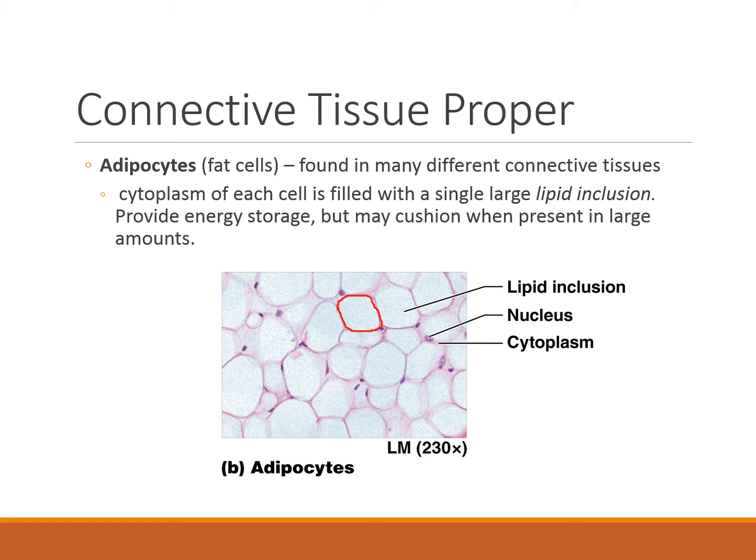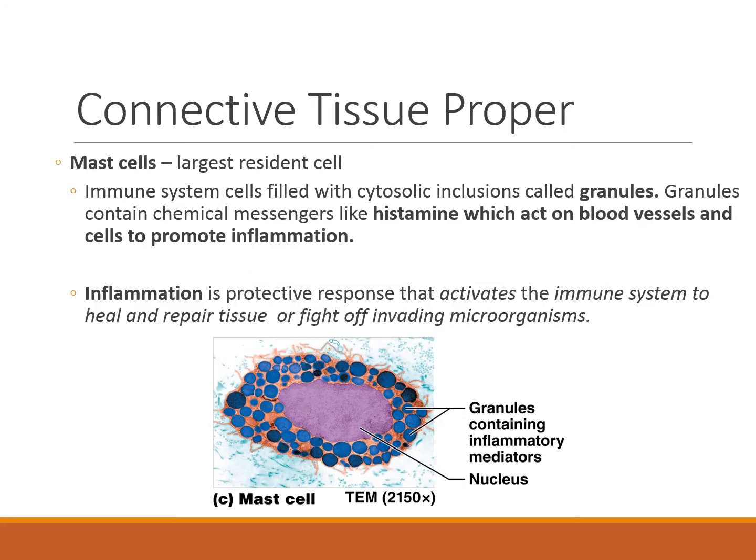These cells provide energy storage, but may cushion an organ or a structure when they're present in large amounts. Mast cells are the largest of your resident cells. These are immune system cells that are filled with cytosolic inclusions called granules. In this picture, they are stained blue. Granules contain chemical messengers like histamine, which act on blood vessels and other cells to promote inflammation.